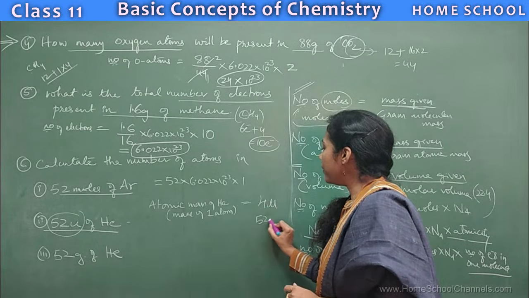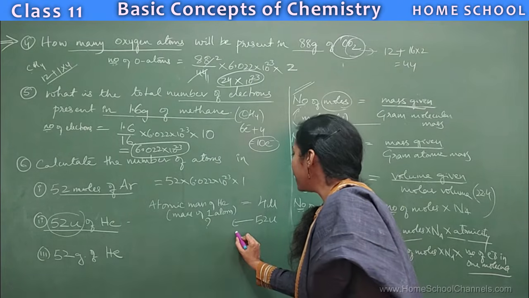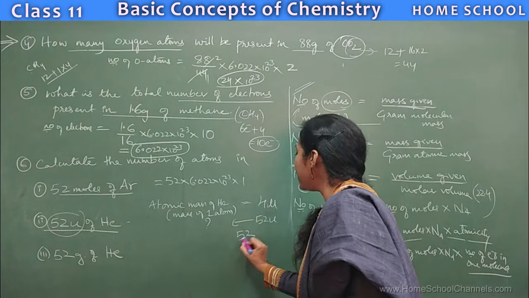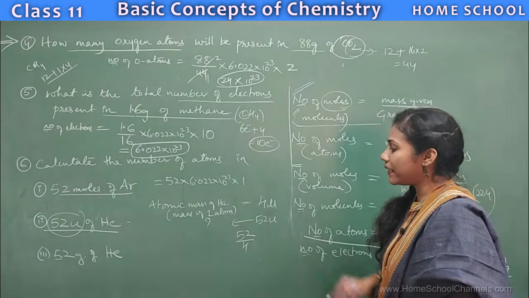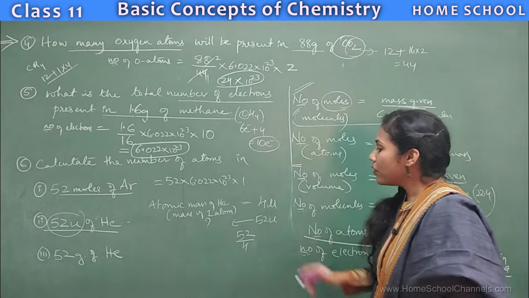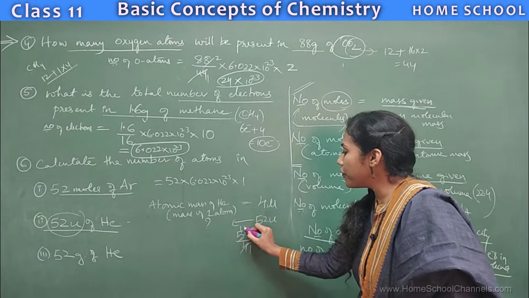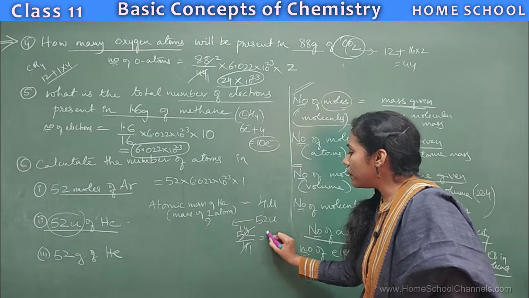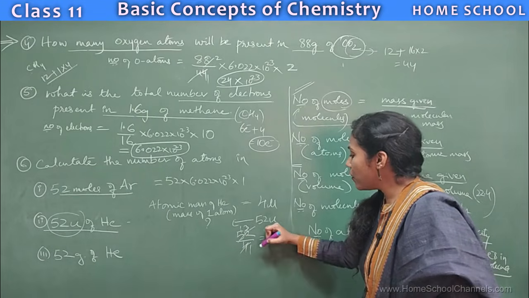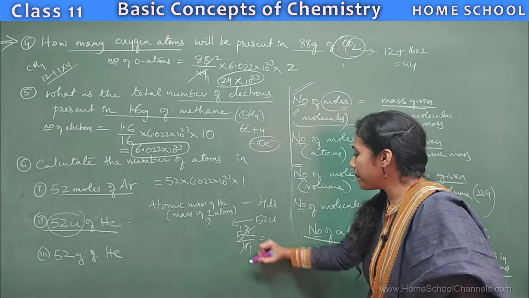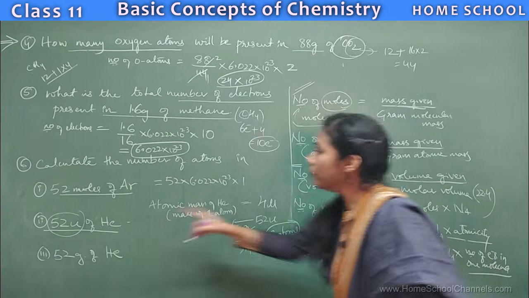Now, 52 u contains how many atoms? So, how do you calculate? You would just calculate by 52 divided by 4. Isn't it? It is just 52 divided by 4. Okay. So, 4 3s are 12, right? So, you will get your answer as 13. So, you will have 13 atoms in 52 u.